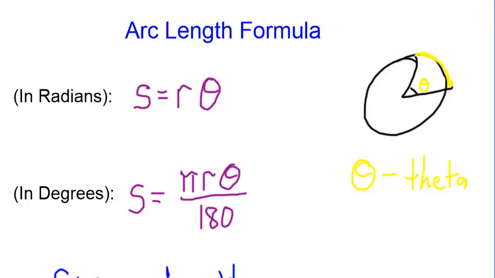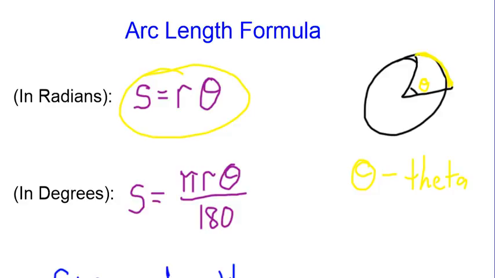So we have two different formulas we're going to be talking with when referring to arc length. First one is in radians, which is pretty simple. S equals R times theta. Okay. This is going to be the one we use most often. When we're talking about trigonometry, we're going to be using radians basically probably 95% of the time.